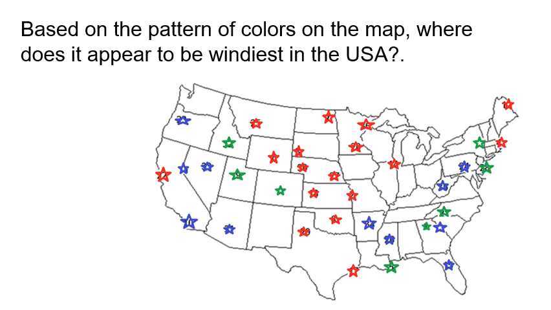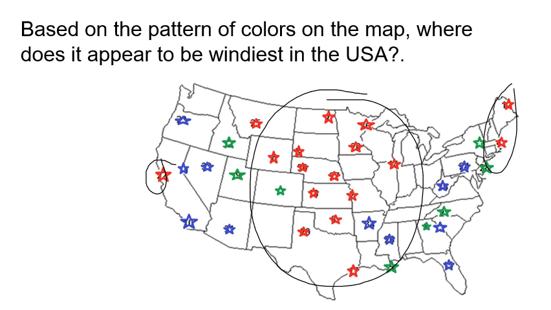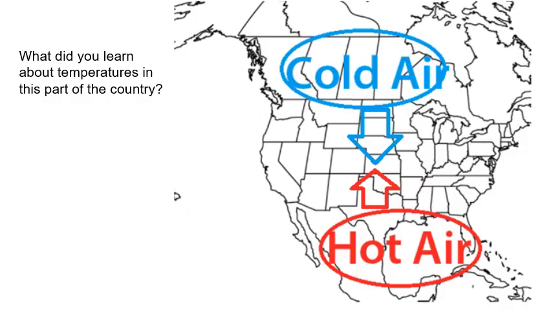Where does it appear to be windiest in the United States? Well, it certainly looks like mostly in the middle. We got a couple over here off to the sides, but it seems mostly in the middle. And that's what we call the Midwest, or the middle of the country. Now, what did we learn about that part of the country? We know that that's an area where temperatures can change a lot. They can go hot and cold very easily because you're so far away from the water.